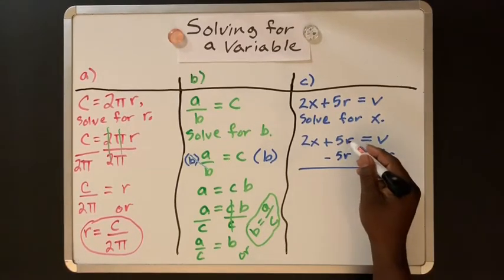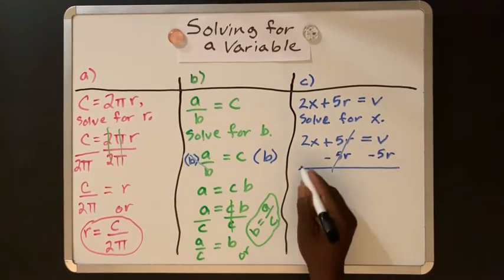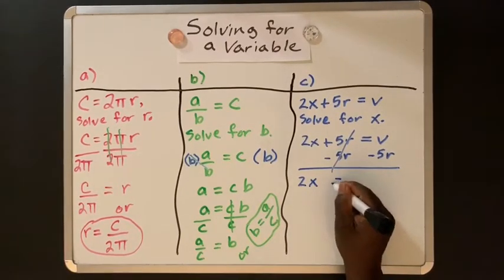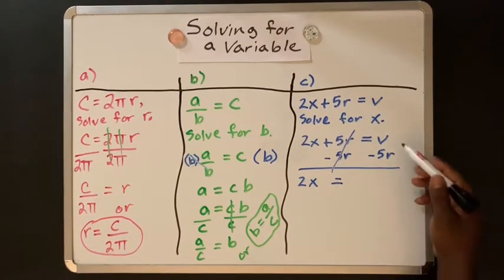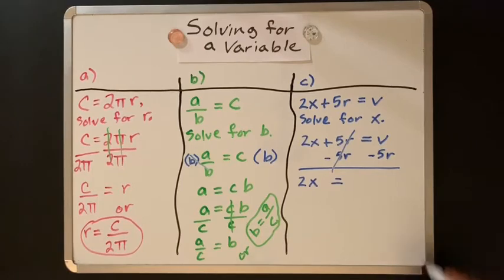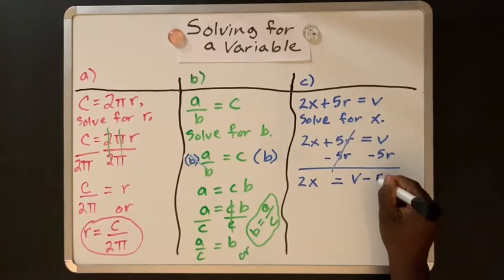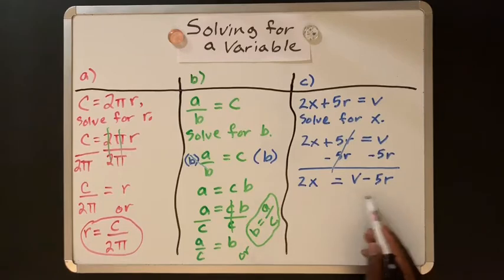So 5 times r plus negative 5 times r crosses out, that's 0. Go back to the left, bring down 2 times x, bring down the equal sign, and then we have v plus, because we're adding down, v plus negative 5 times r, or v minus 5 times r. In this case, I'm going to write it as v minus 5 times r. Remember, a minus b is equal to a plus the opposite of b, v plus negative 5 times r, but we're going to leave it in subtraction form.